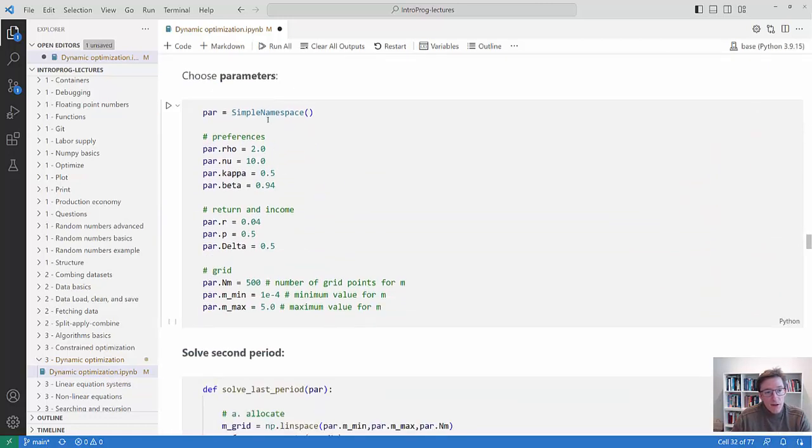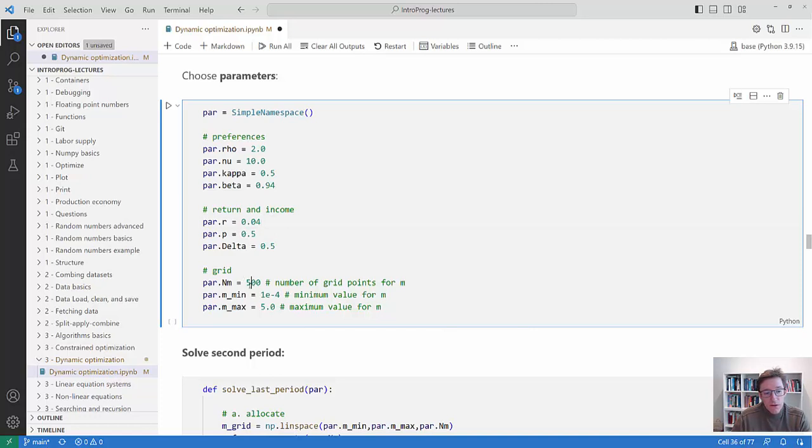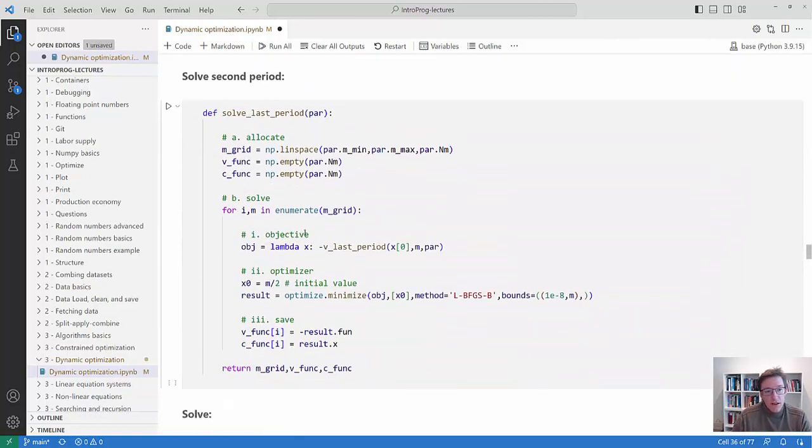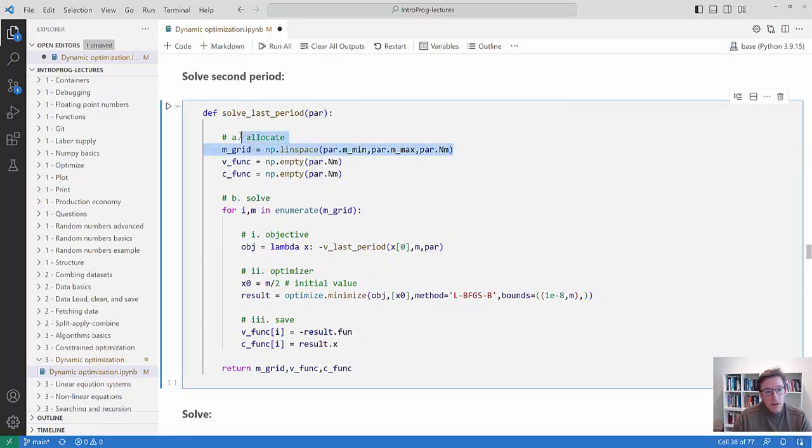So I simply set up the parameters for doing that. I set up the preferences, I set the return on income, and I set a grid for which m values I want to do it for: the number of grid points, the minimum value, and the maximum value. So let us define that. Then to solve the last period, I now know my parameters. I set up my grid. I define some space for where I want to put my functions here, and then I solve it by looping through my grid. So I look at each point in the grid.